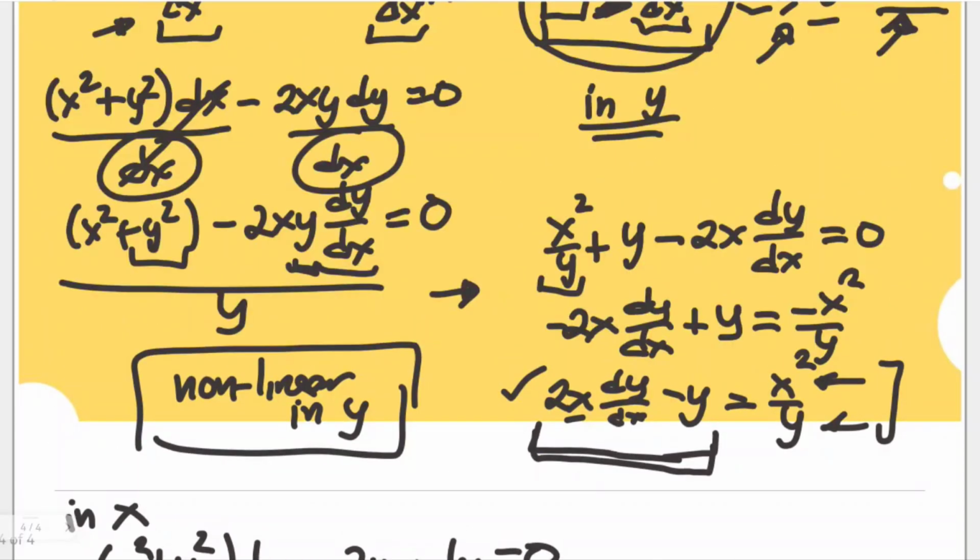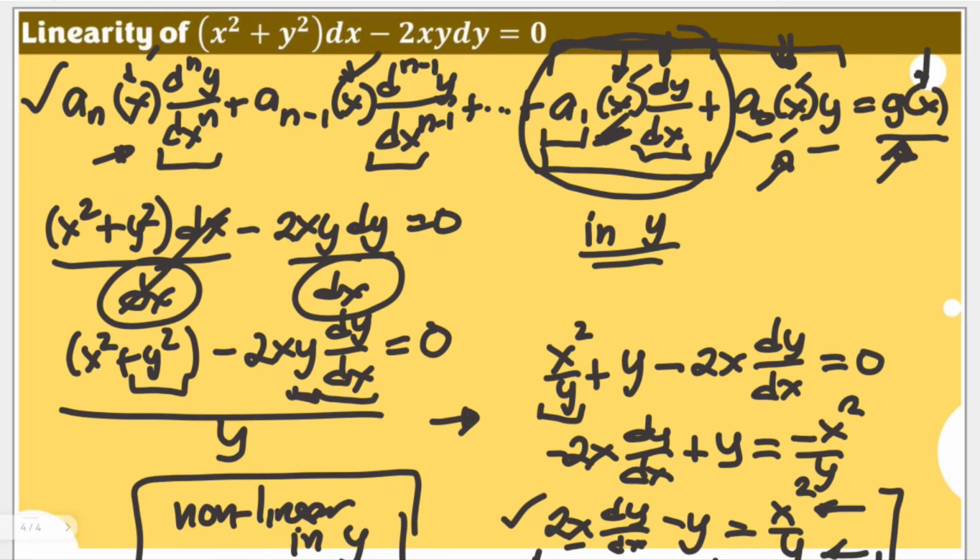So this is for our video explaining the linearity of our given differential equation, where we could take both sides for our x and y.